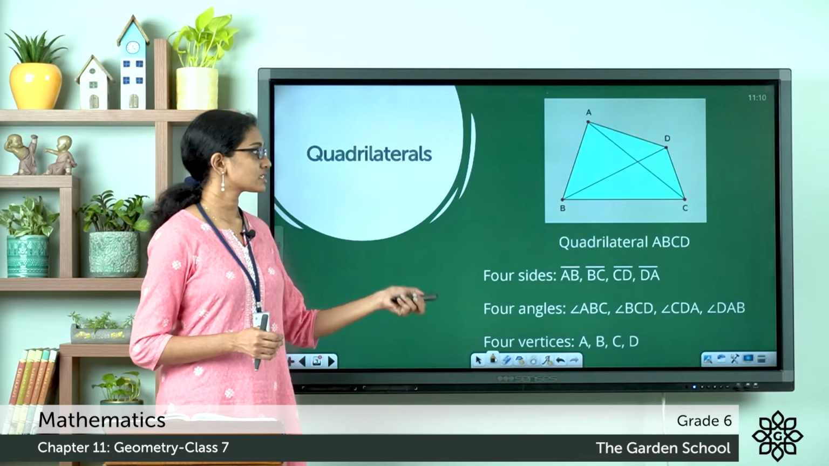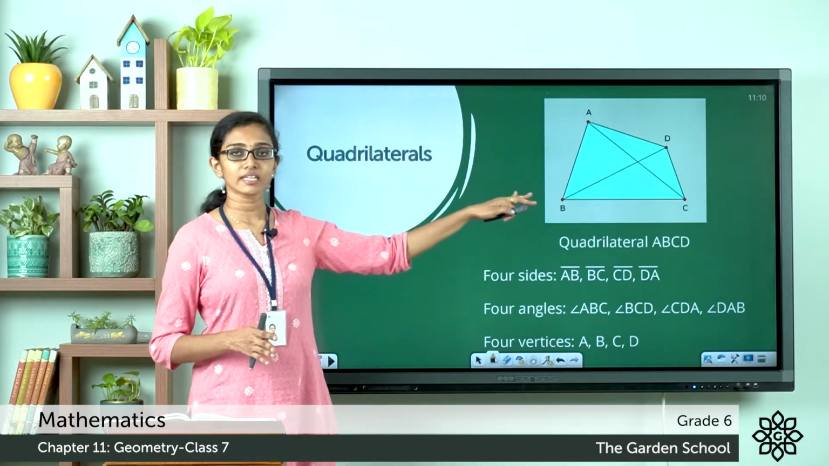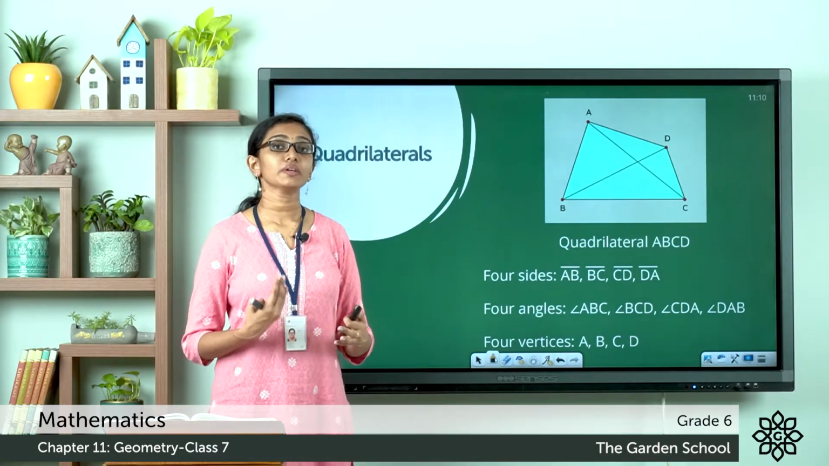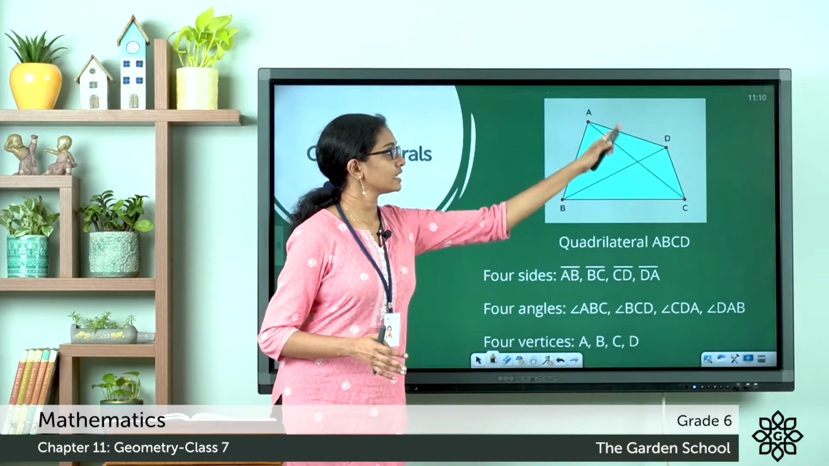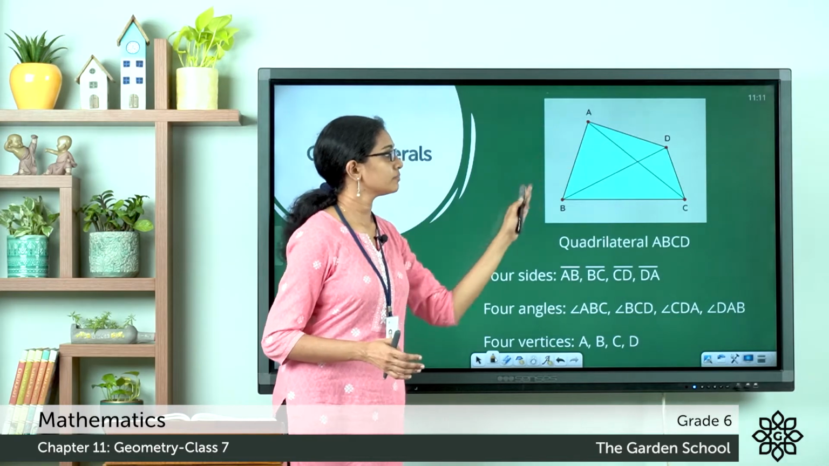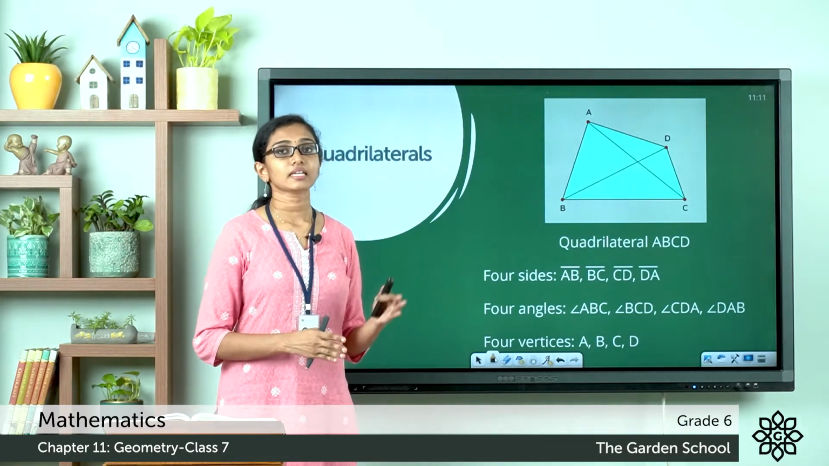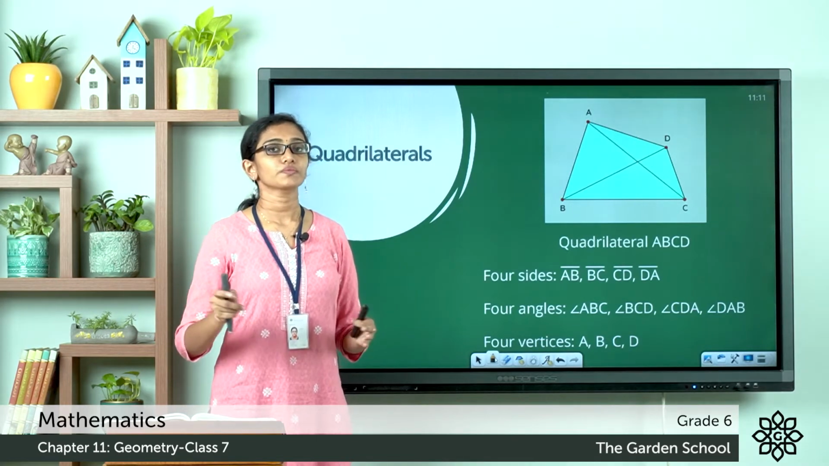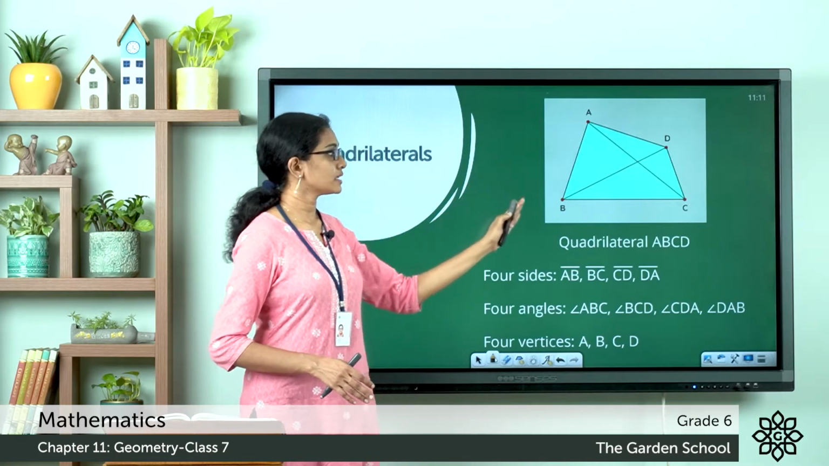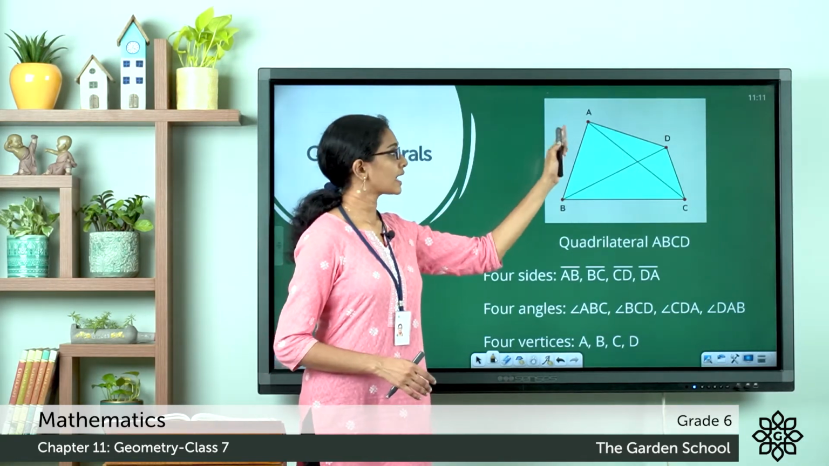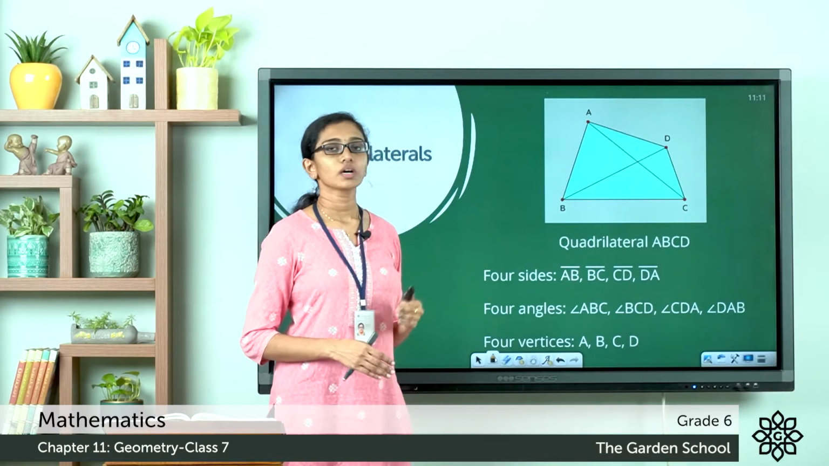Now here you can see quadrilateral ABCD. So this is a four-sided polygon. Now how do we name a quadrilateral? See, this is quadrilateral ABCD, not ADBC. So when you name a quadrilateral, it's important that you take the right order of the vertices. So this is either quadrilateral ABCD or ADCB or BCDA, like that.